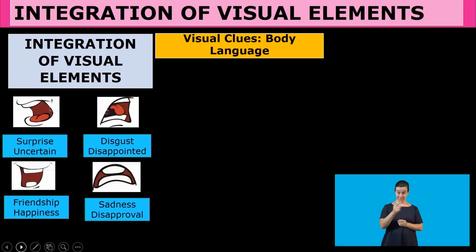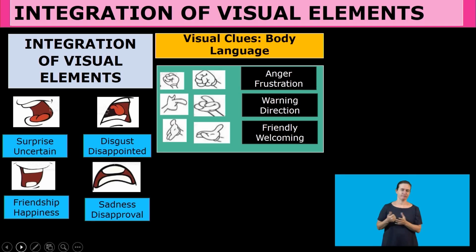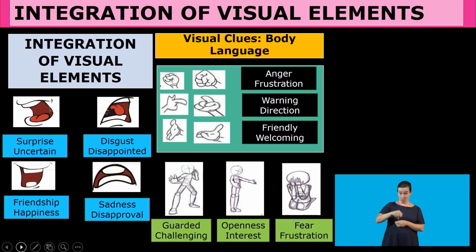Let's look at our first aspect. So I'm looking at facial expressions here, and I've specifically focused on the mouth. So look at the mouth and how it's drawn, okay, to indicate surprise or uncertainty, disgust or disappointment, all right? Sadness or disapproval. So look at the way the cartoonist represents the mouth. Let's move on. Look at the body language for the hands specifically, anger, warning, friendliness. Look at the openness or the closeness of the fist, the pointed finger, all right? Our next element, look at the body language, all right? When you're guarded or challenging, when you're open or showing interest, all right?